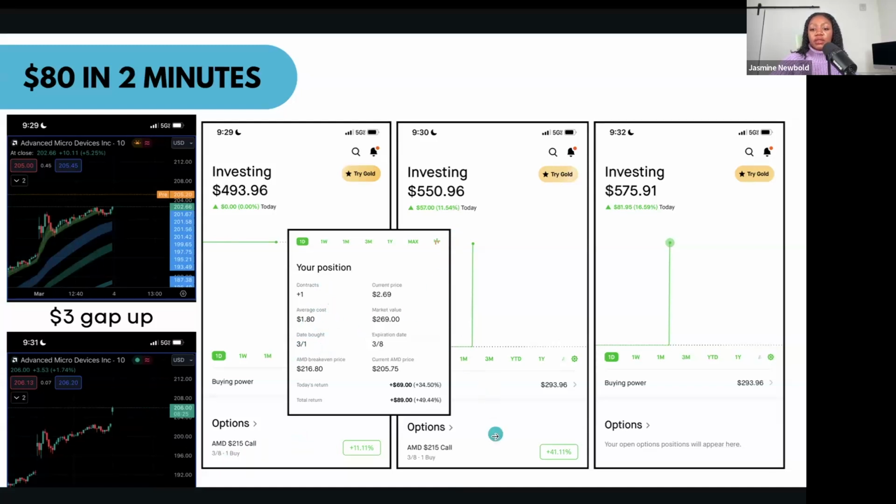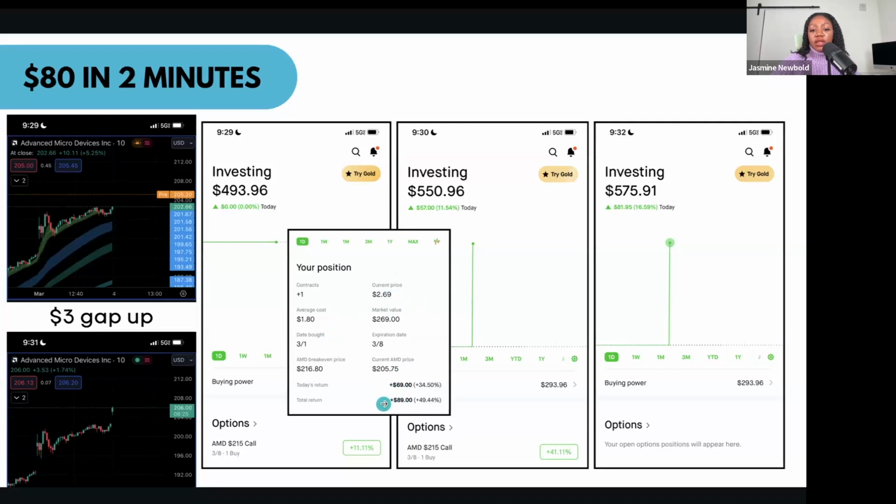Now, when we open the market, I was up 11%. That's from the day before because we didn't open yet. As soon as we opened, I'm up 41%. And then this screenshot was taken when I was up 49%. So now I'm up $89 on this $180 contract. So when I sell it back to the market, I can sell it for $269.